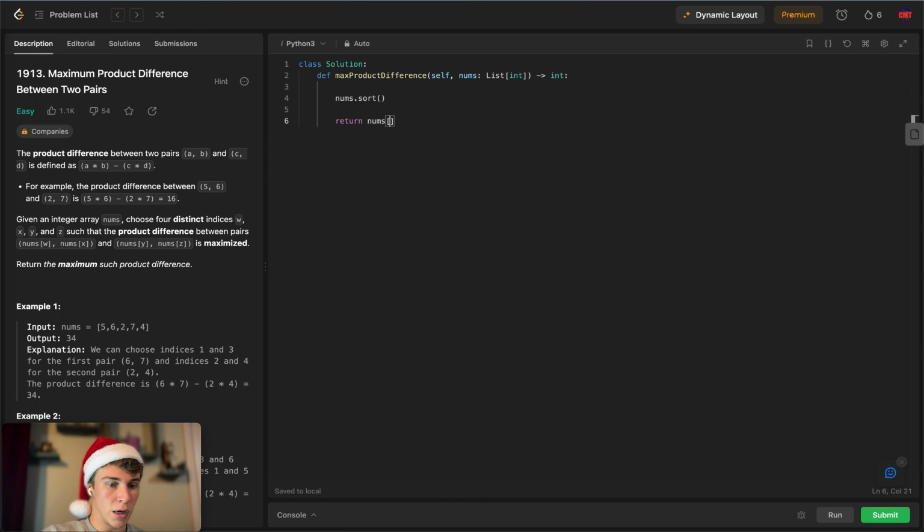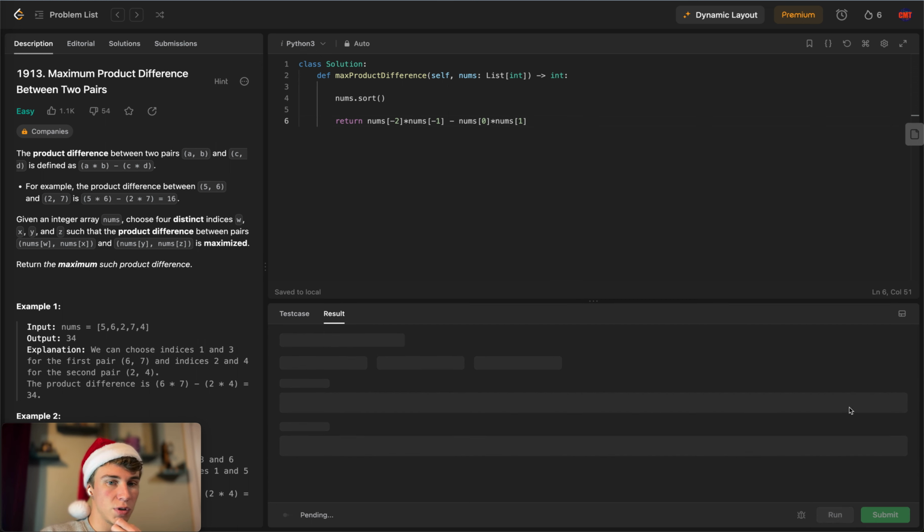Return nums[-1] times nums[-2], accessing the second to last element, and this is accessing the last element, minus nums[0] times nums[1]. Here we're accessing the second to last and the last, and the first and the second. We should get the response.